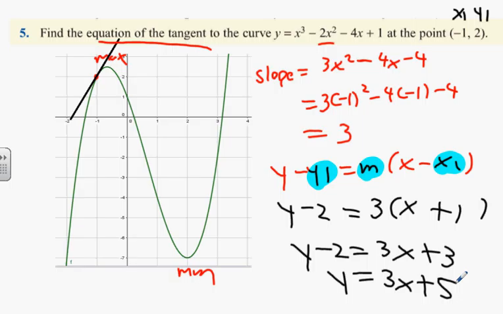Is there a difference in putting the 3x first? No, you can have everything on one side, or you can have it like that. You could have it as 3x minus y plus 5 equals 0, or you could have it as minus 3x plus y minus 5 equals 0. All 3 answers are acceptable. Okay, cool.